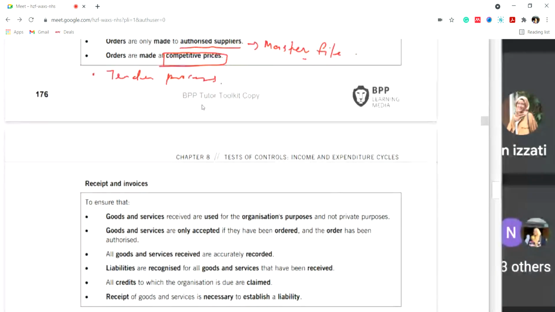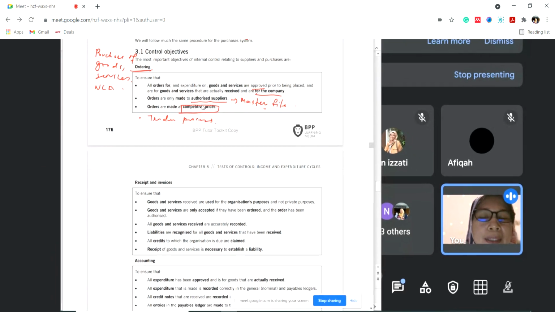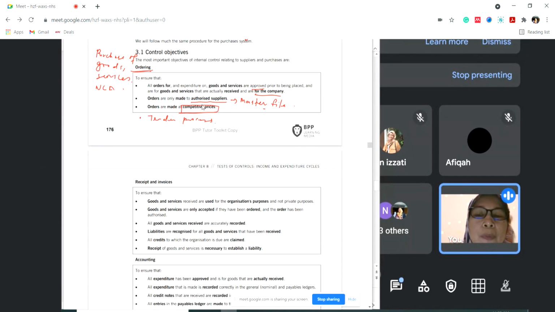So that is different. For the tender process, normally they do not have the suppliers list yet in the master file, because the process for selecting the supplier to get a competitive price is through the tender process.